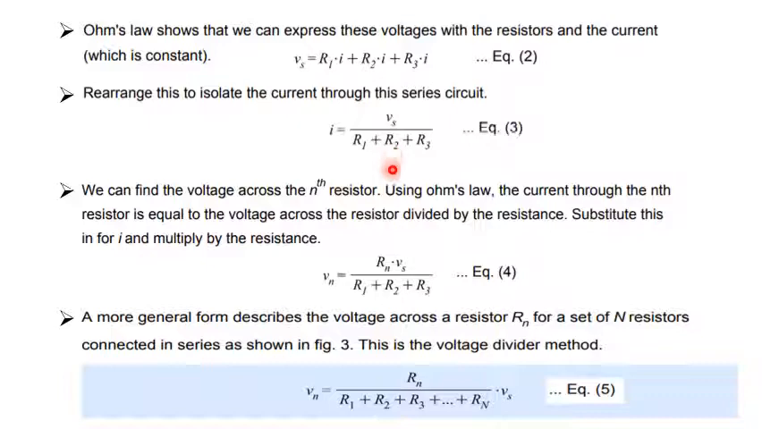Just substitute equation number 3 in equation number 4. In place of I, substitute Vs divided by R1 plus R2 plus R3. Call this equation number 4. Now separate the terms. This is for only 3 resistors. If there are n number of resistors, then you can write Vn is equal to Rn divided by R1 plus R2 plus up to Rn, into Vs. This is also called the voltage divider method. Call this equation number 5.